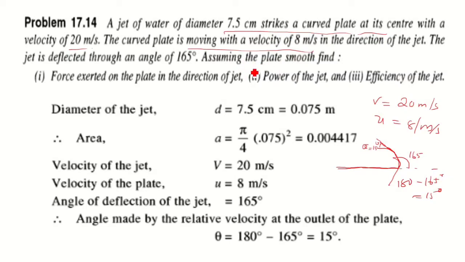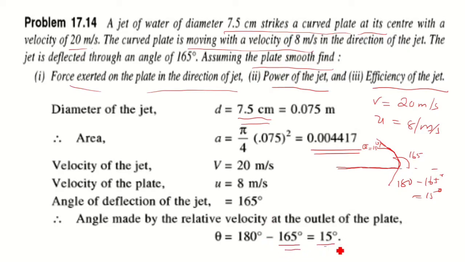So assuming the plate is smooth, find the force exerted on the plate in the direction of the jet, the power of the jet and the efficiency of the jet. So these three terms we need to find. The diameter D is given as 7.5 centimeters, so we can find the area, 0.004417. V is 20 meters per second, u is 8, and the angle of deflection is 165 degrees, then theta is equal to 180 minus 165, which is 15 degrees.